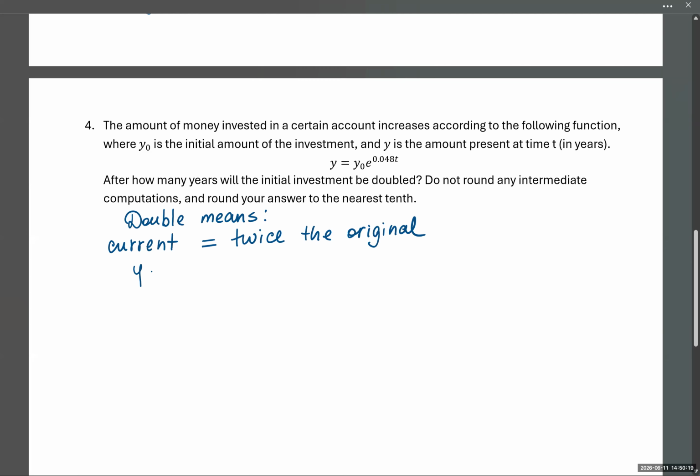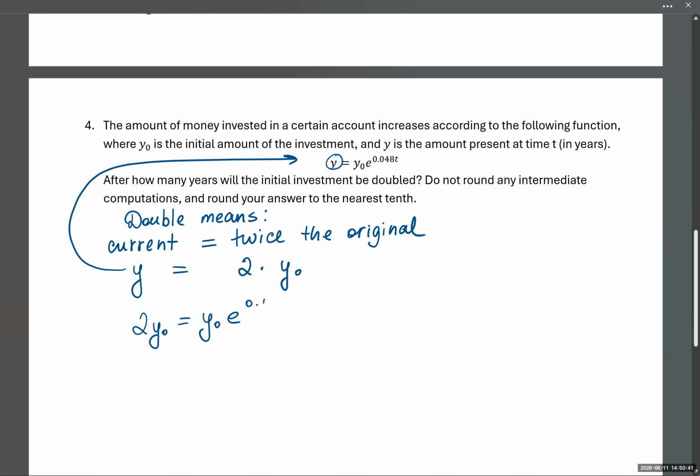So current is represented by y. The original is represented by y naught. So y equals 2 times y naught. So that's what I'm going to do here. I'm going to substitute this y with 2 times the initial amount. So 2 times y naught equals y naught e to the 0.048t. We can divide by y naught on both sides, just leaving you with 2 equals e to the 0.048t.